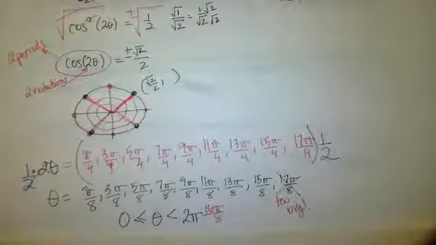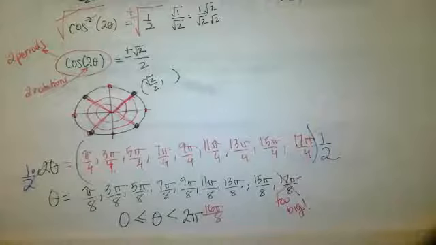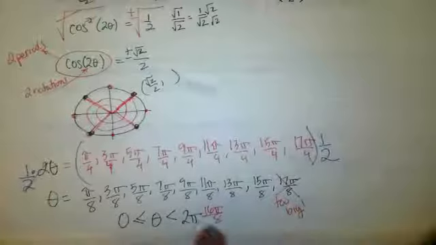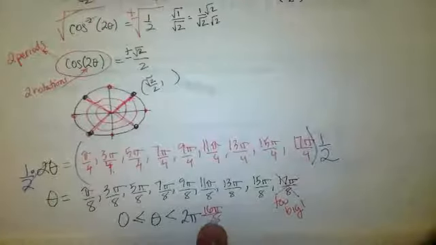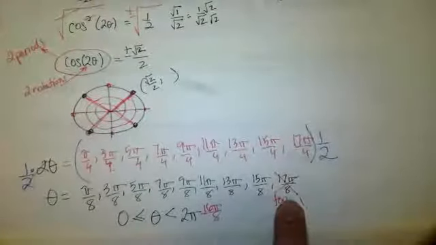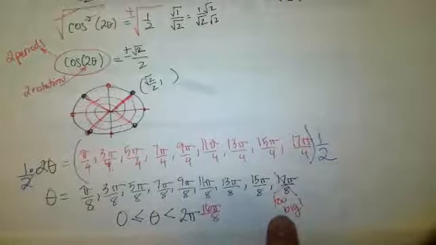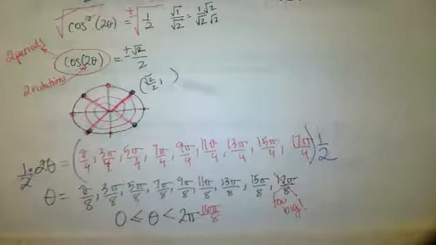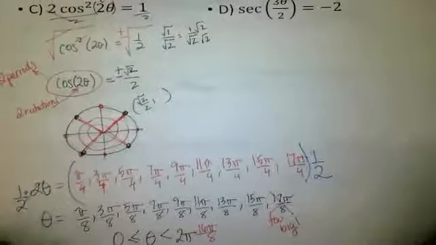So even if you didn't know whether to go around 2 times or 3 times or 4 times, at some point you'd get to there, and if you think to yourself, oh, 16 pi over 8 is fine, but 17 pi over 8 is too big. Okay? All right, questions on that? Okay, let's try the next one.